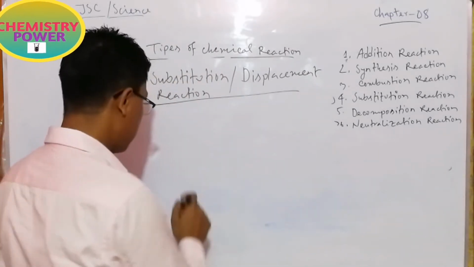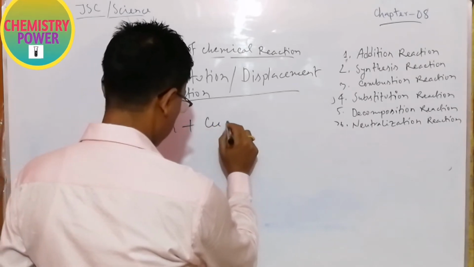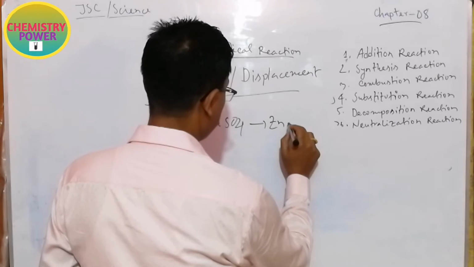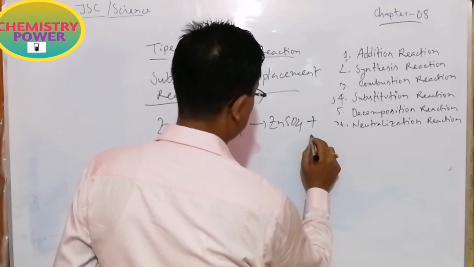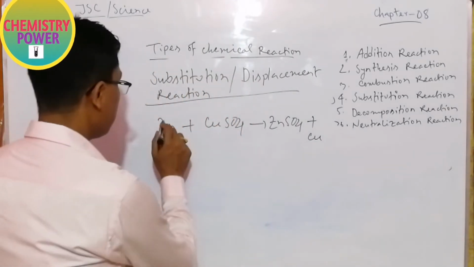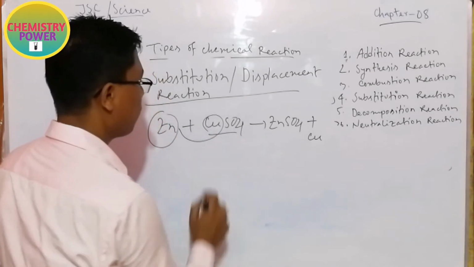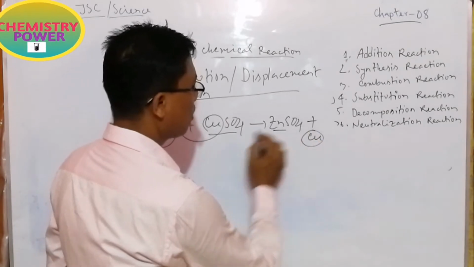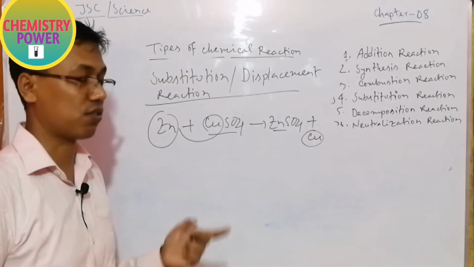For a substitution reaction: zinc plus copper sulfate produces zinc sulfate and also produces copper. Here in this reaction, the zinc element replaces the copper element from the copper sulfate compound and then produces zinc sulfate and copper. That is why it is a substitution reaction.